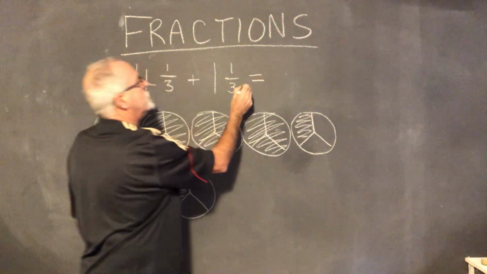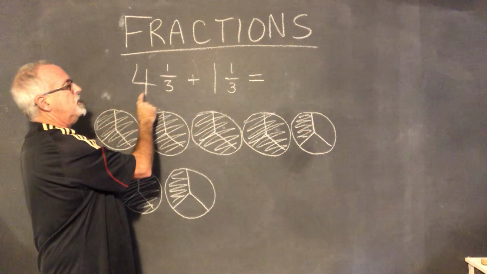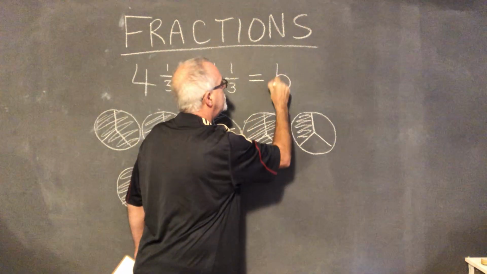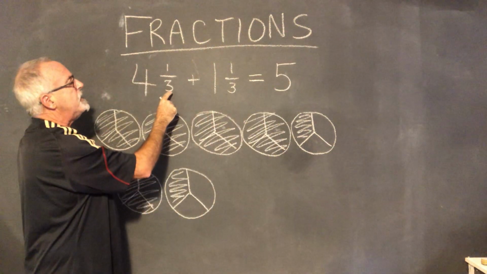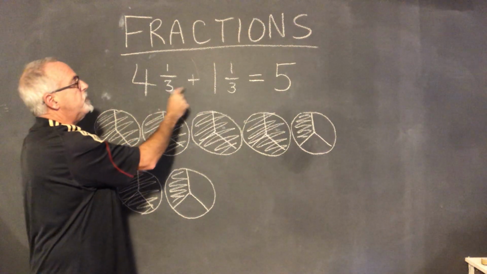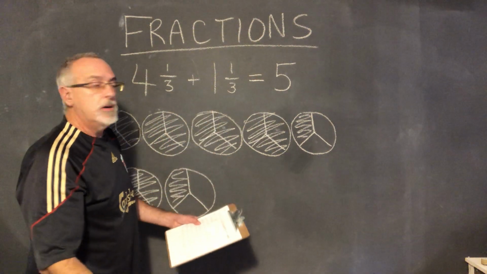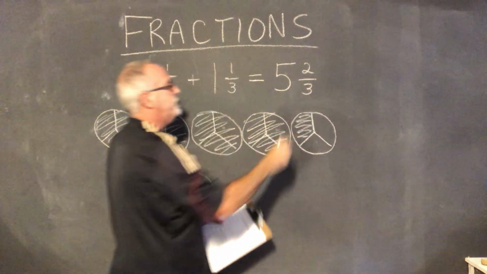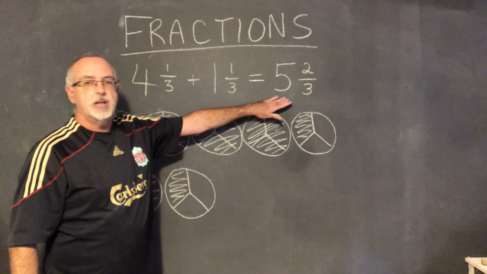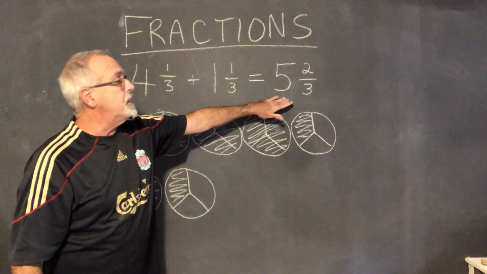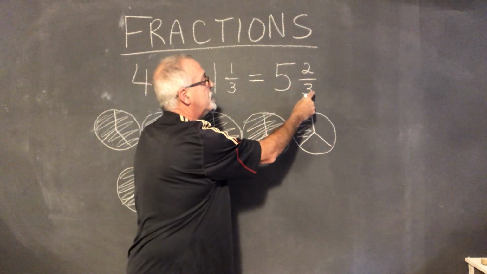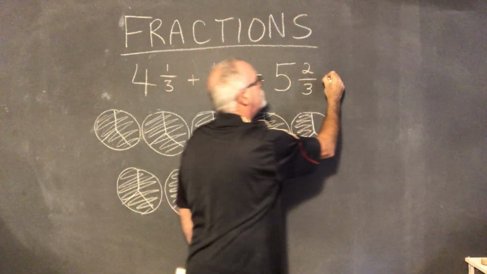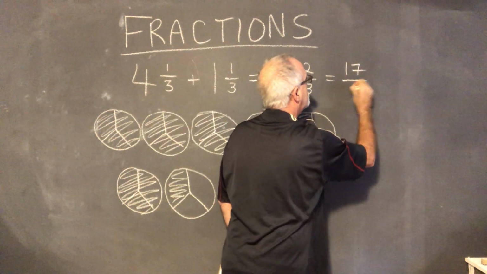What we can do is we can separately add the whole number part of the mixed number. 4 plus 1 equals 5. And then we add the fraction parts. So 1/3 plus 1/3, because it's already over a common denominator, 1/3 plus 1/3 is 2/3. And of course, if I wanted to convert this mixed number into an improper fraction, what would I get? Big number times bottom plus top. 5 times 3 is 15 plus 2 equals 17. Hey, it is 17 thirds.